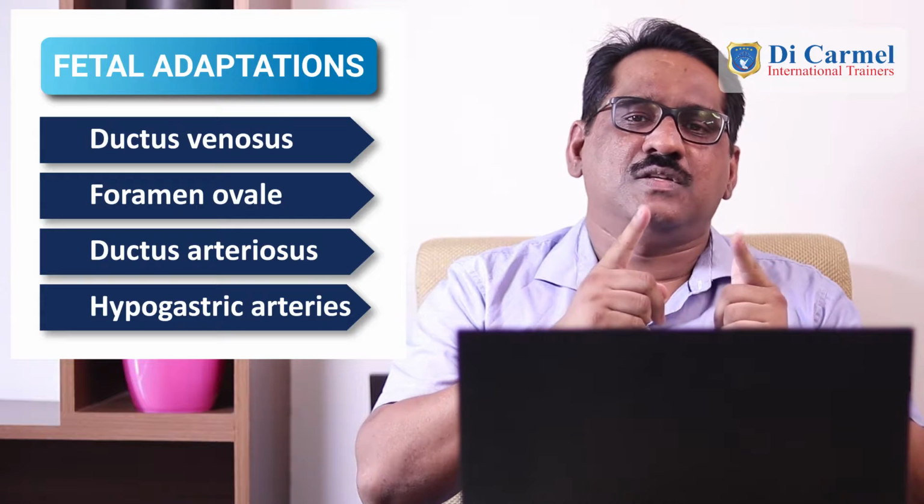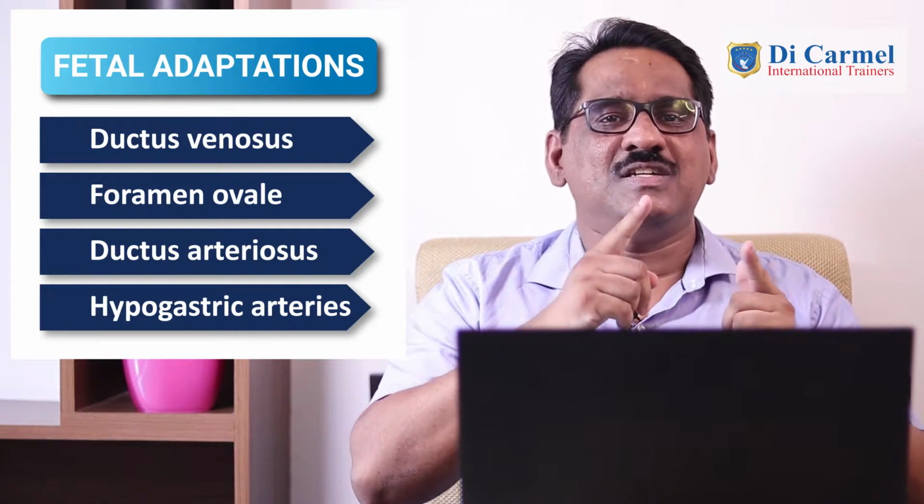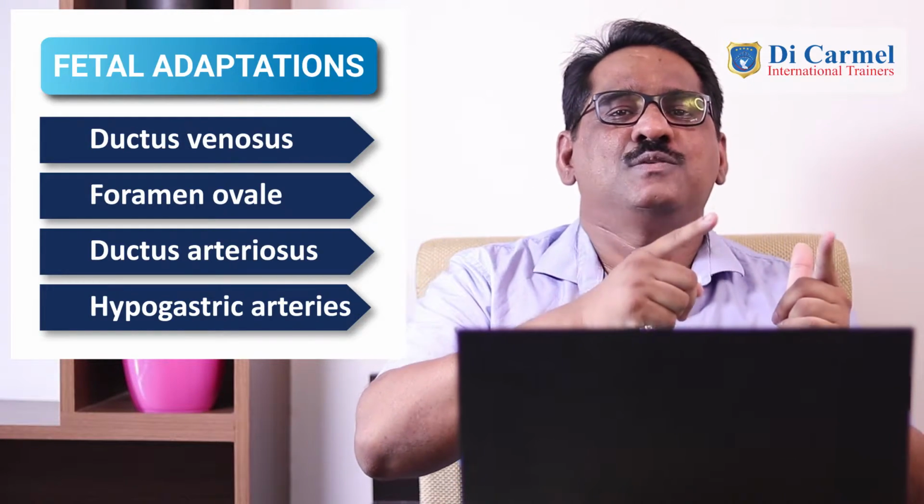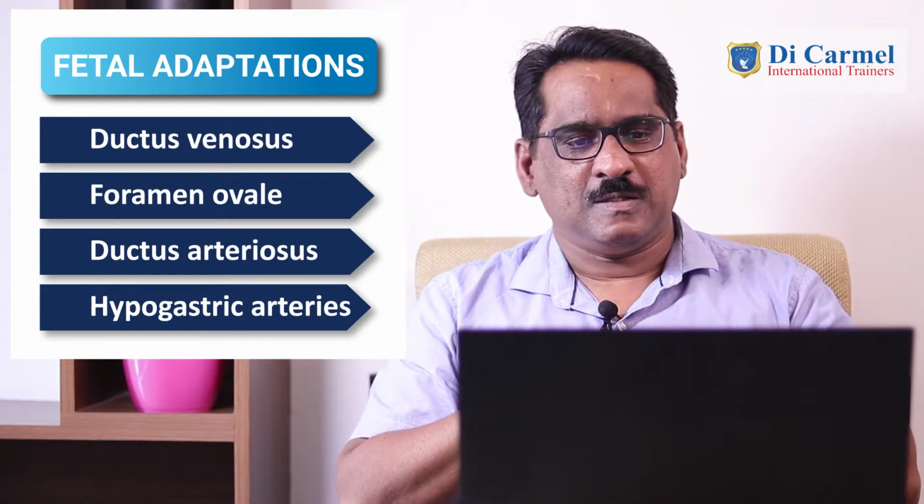And then the ductus arteriosus is a connection between the pulmonary artery and the aorta. And finally, the hypogastric arteries, those are the arteries which eventually become the umbilical arteries. And here, the fetal circulation gets completed. So let's try to understand what happened at the time of birth.